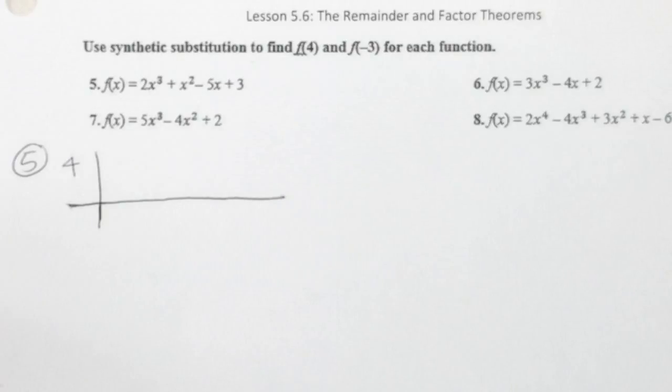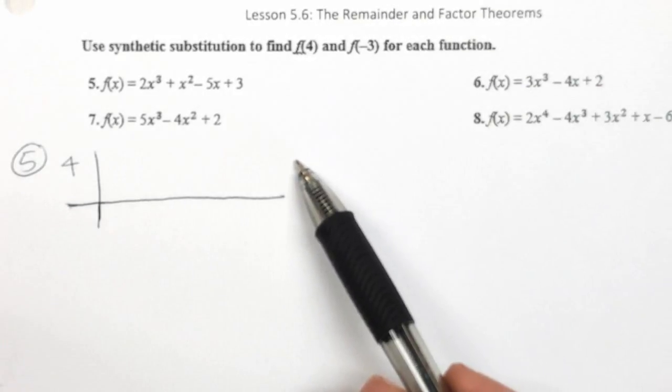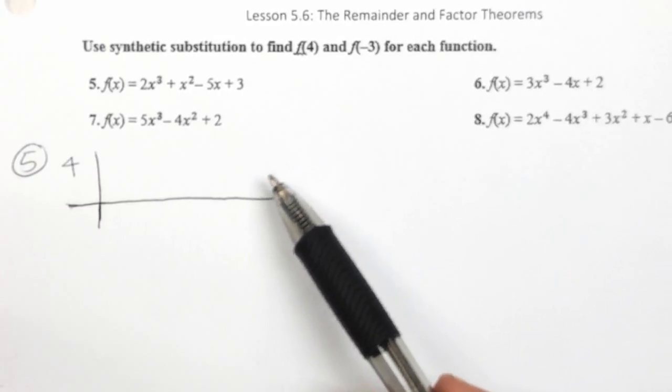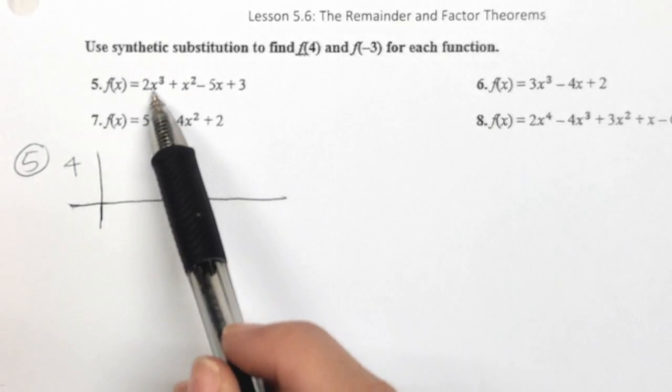Because it says we're finding f of 4, the 4 is the number we'll put on the outside. And I know we need to review synthetic division, so let's go ahead and do that. The numbers up here, where do we get those numbers from? What are they called? Coefficients. Good.